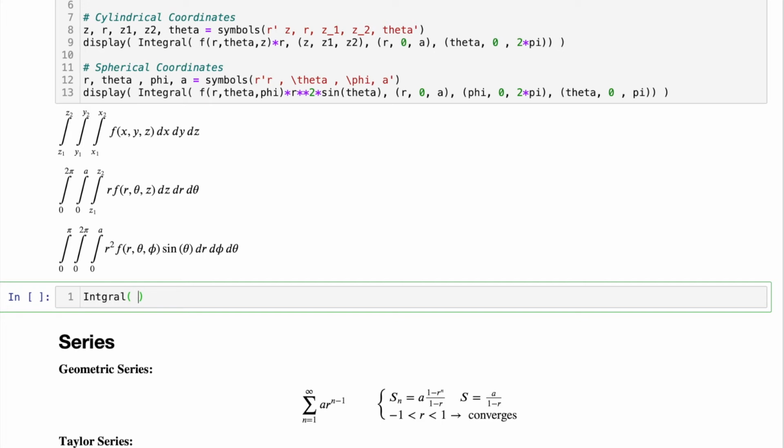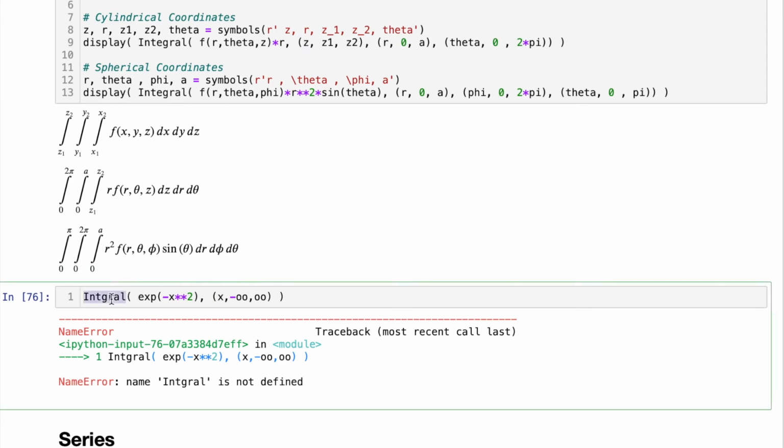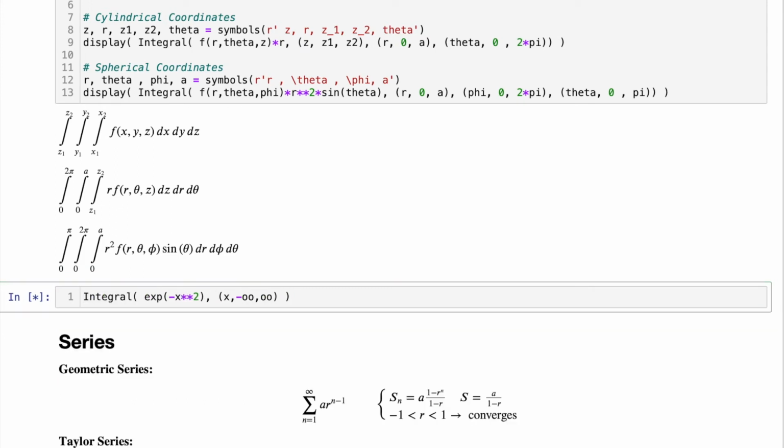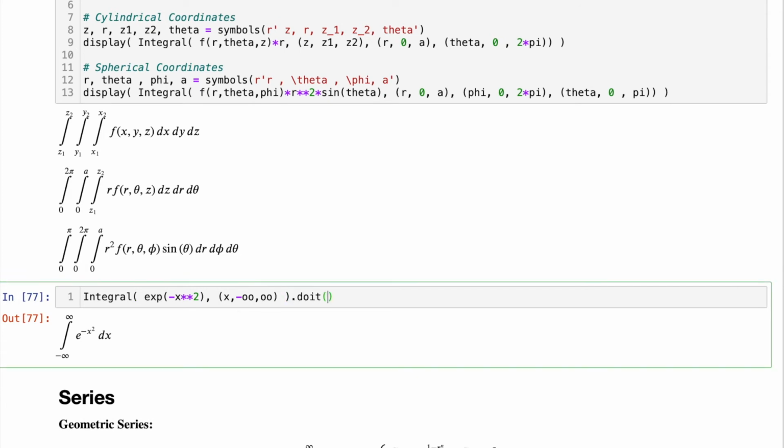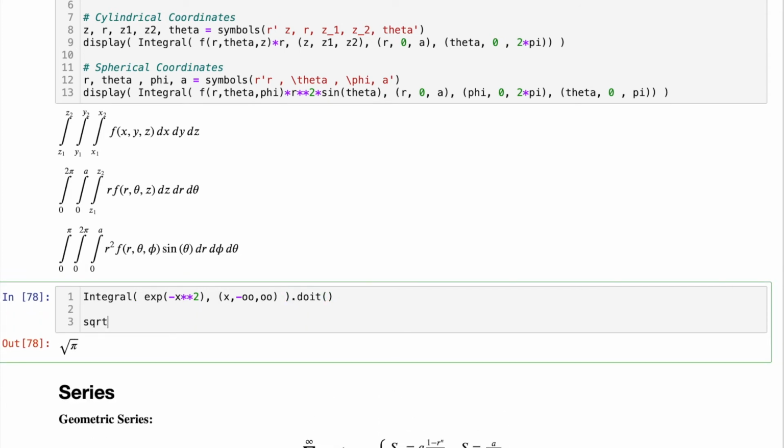We're going to do exp of minus x squared, comma x, comma minus oo, comma oo. Oops, Integral. There we go. And we know that this is the square root of pi. You can also do this. Square root of the integral of exp of minus x squared plus y squared. And then we can just take this. Y, and this should give us the same thing.